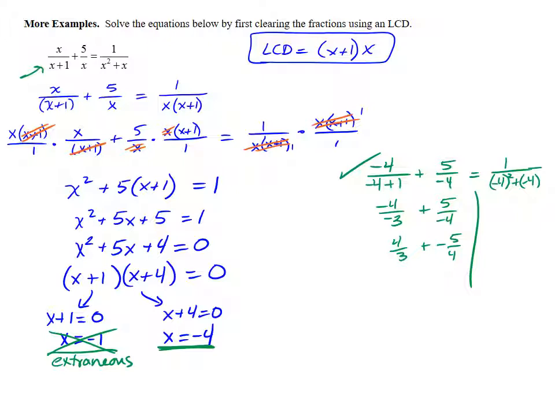So 3 and 4 would have a common denominator of 12. To take that 3 to a 12, you'd want to multiply top and bottom by 4, so I get 16 over 12, plus, to change the second fraction to a denominator of 12, I want to multiply top and bottom by 3, so I get 15 over 12. And remember, that's a negative 15, because that was a negative fraction, so 16 plus a negative 15 is 1/12. So I get 1/12 on the left side.